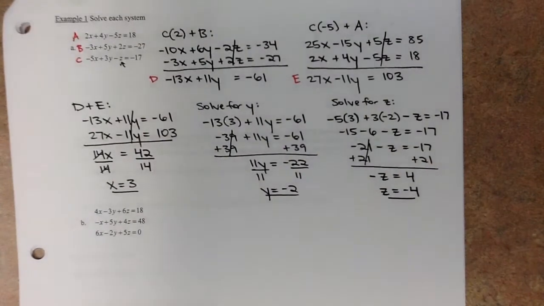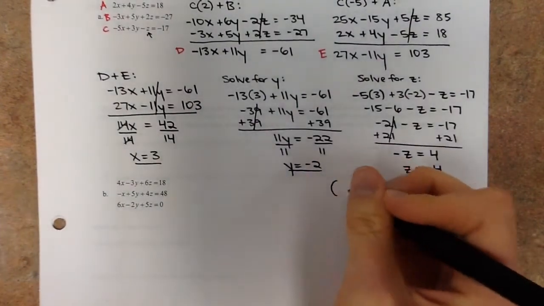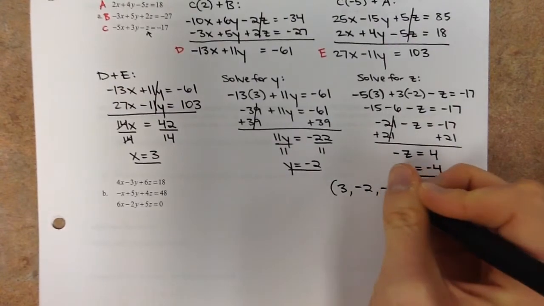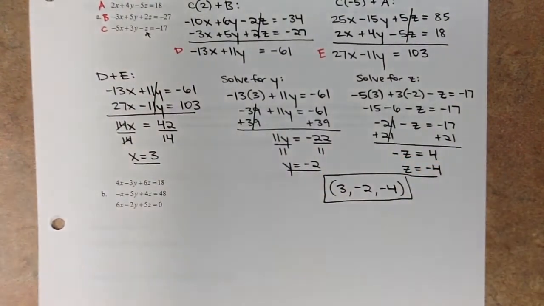So just like I've had you write the x's and y's as an ordered pair, you write the x, y, and z as an ordered triple. So my ordered triple would be 3 for x, negative 2 for y, negative 4 for z, and that is your final answer. That's the one point out in that three-dimensional space where the 3 planes intersect each other.